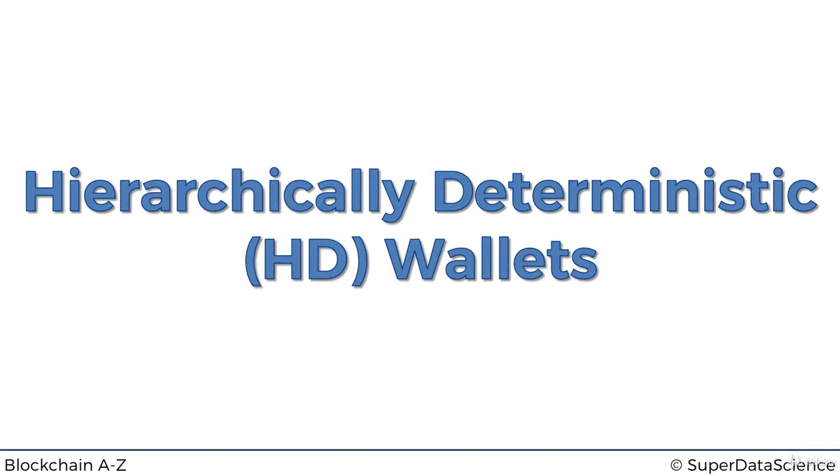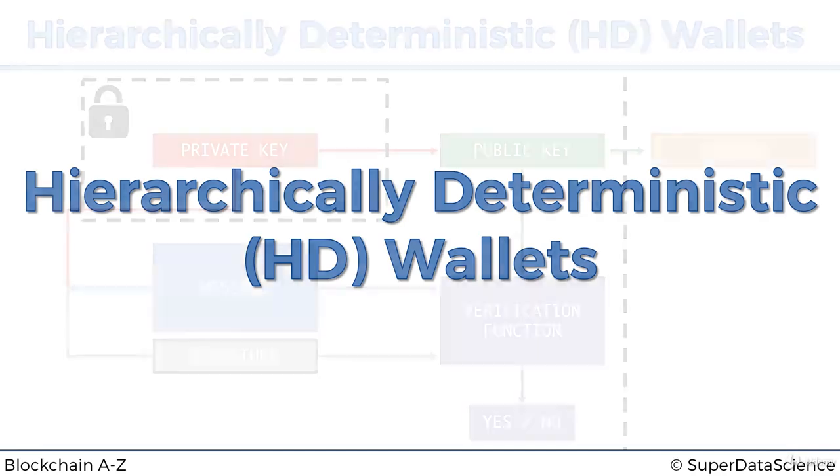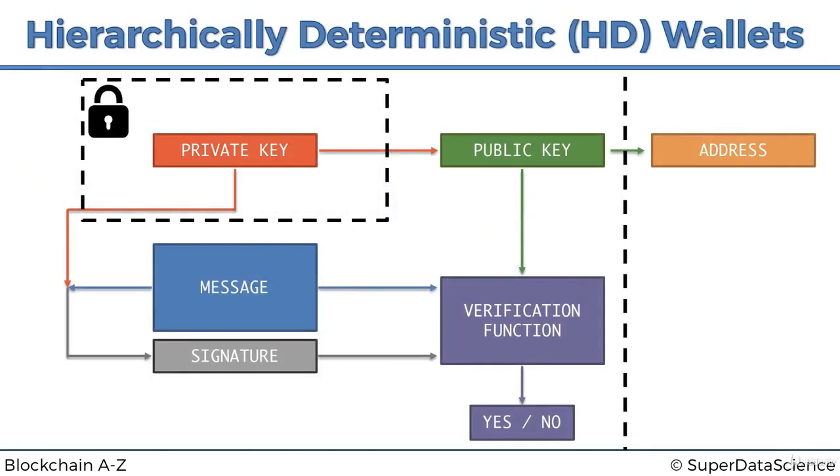Today we're talking about HD wallets, or, I'm going to try to pronounce this, hierarchically deterministic wallets. That's what we're talking about today. Let's have a look. So here we've got our whole setup of private key, public key, message signature verification function, and address. And we already know how all of this works. Won't go through that again.